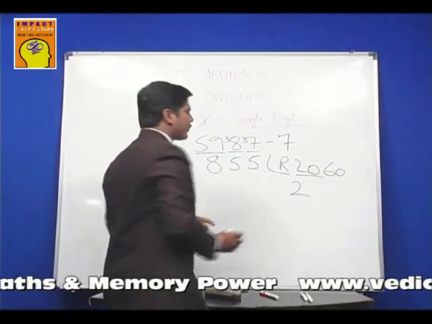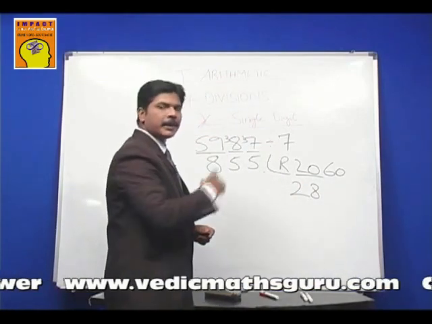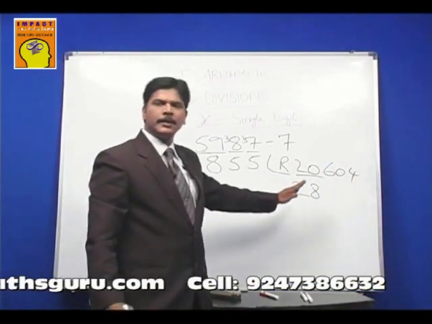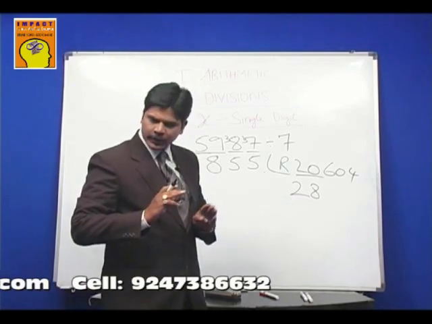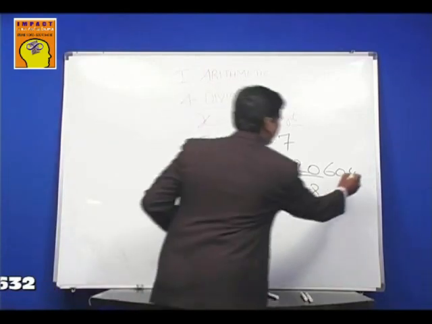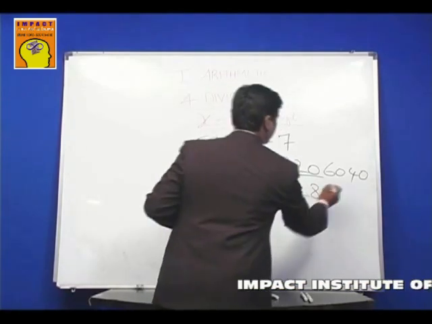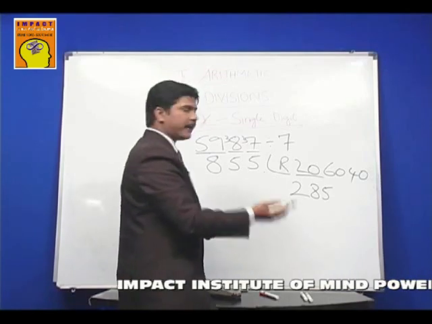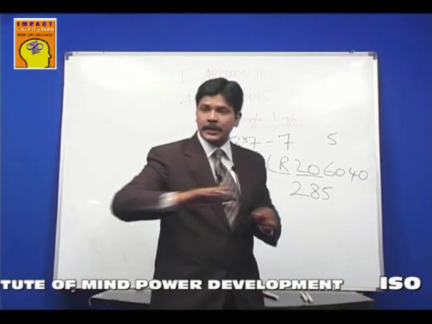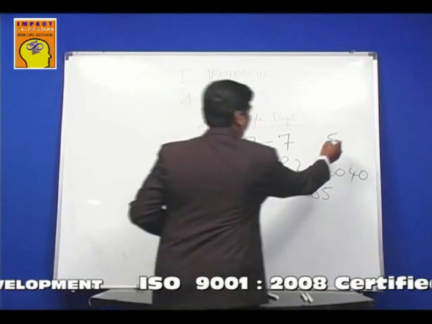7 goes in 60 8 times. 7 eights are 56 with a remainder of 4. Actually, 2 places in the decimal is enough, but some people want more than that. You can go ahead. So make it 40. 7 goes in 40 5 times. 7 times 5 is 35 with a remainder of 5. Now actually 3 places is more than sufficient, but some people want to go even further ahead. You can go ahead. So make 5 as 50.